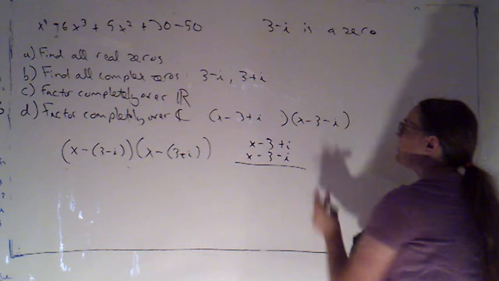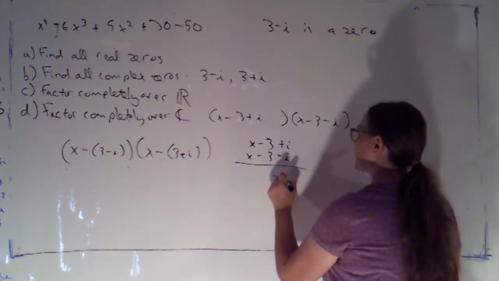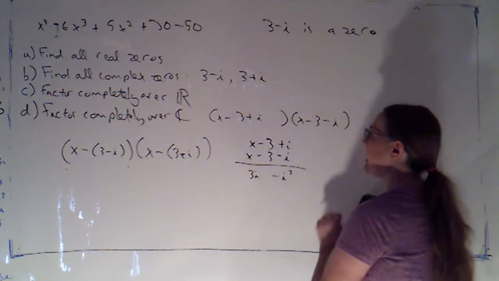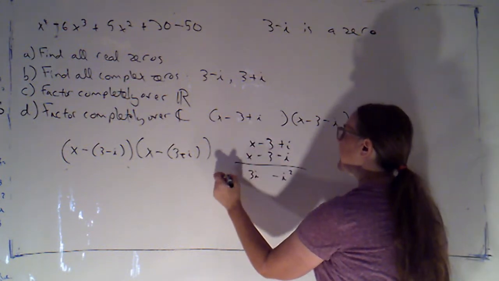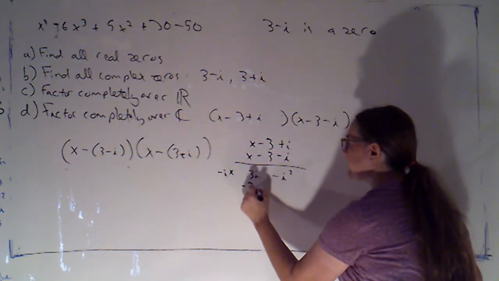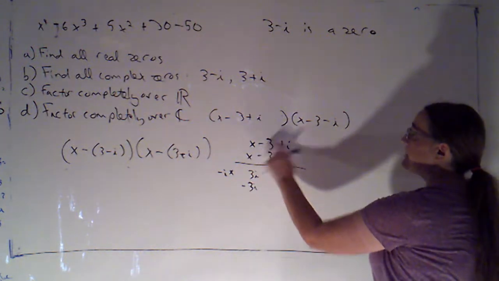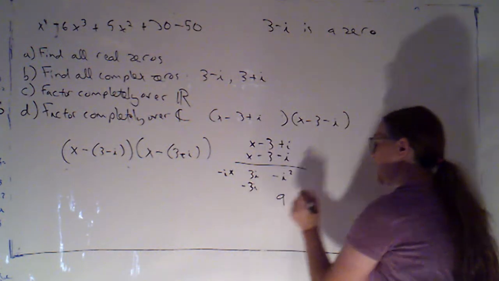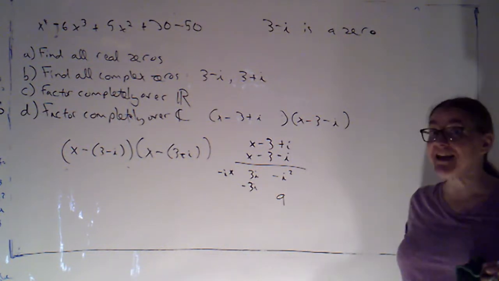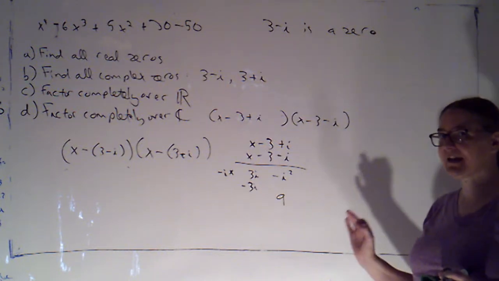Okay, so remember, I'm just going to distribute these terms one at a time. So negative i times i is going to give me a negative i squared. Negative i times negative 3 is plus 3i. Negative i times x is negative ix. Negative 3 times i is negative 3i. I'll line that up with the other imaginary numbers. Negative 3 times negative 3 is positive 9. I'm lining that up with the other real numbers. Remember, even though i is imaginary, i squared is real because i squared is negative 1.